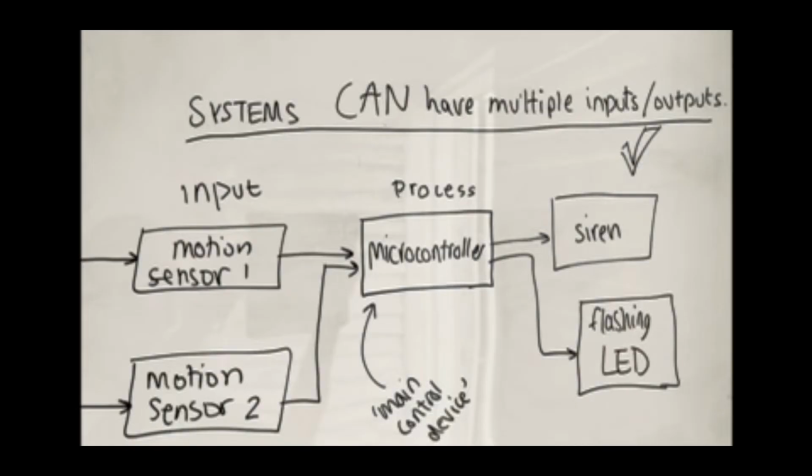The microcontroller then decides to activate the alarm, and this is activated via the outputs: the siren, which makes an audio noise, and a flashing LED, which is the light. So these are the different outputs. In this case, the microcontroller is known as the main control device.